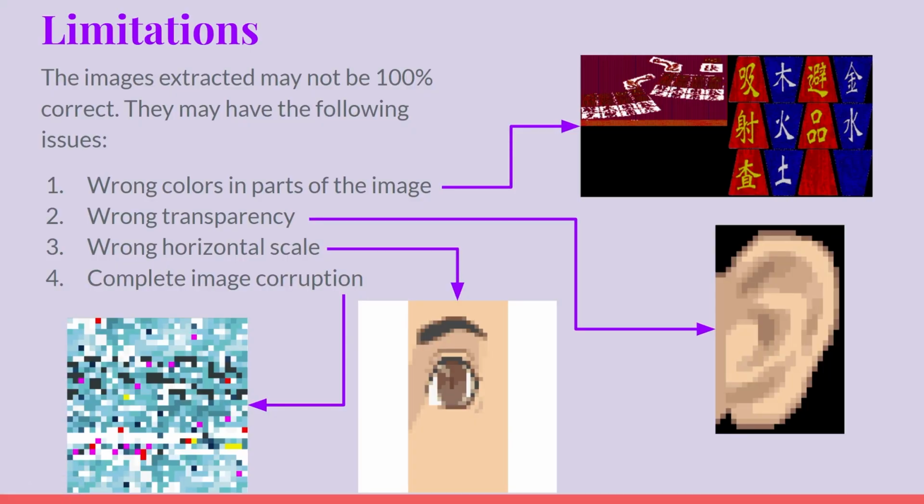There are many, many limitations to using these tools. First of all, nothing might appear at all. It's not guaranteed that a game will use one of those formats that those programs can handle. And even if they are using those, it's possible that many different issues can occur, such as wrong colors in different parts of the image, the transparency might be wrong, the horizontal scale might be wrong, images might look squished, and images might look totally corrupt.